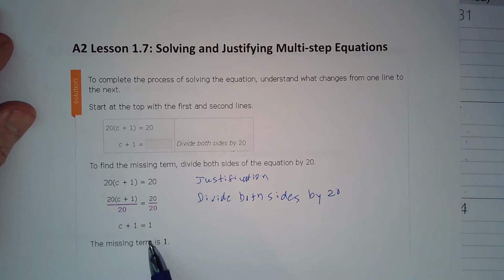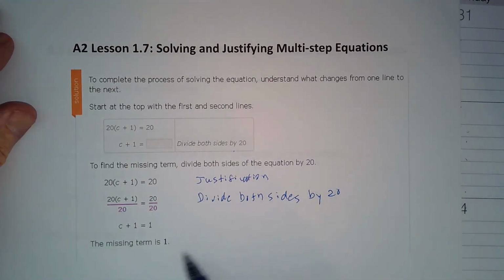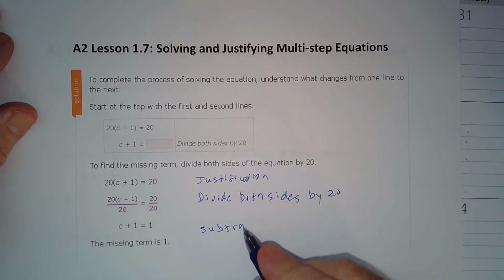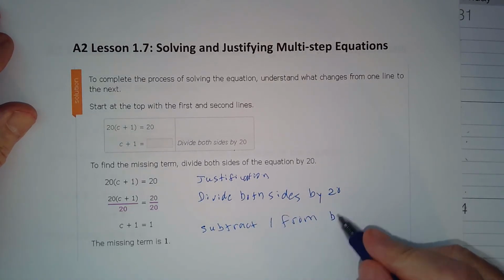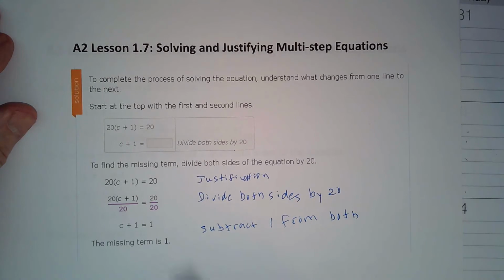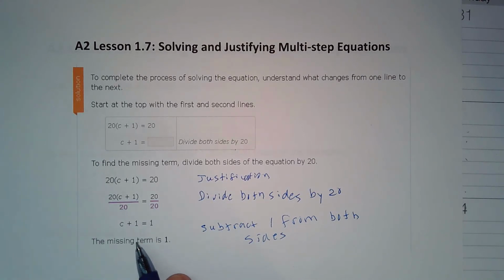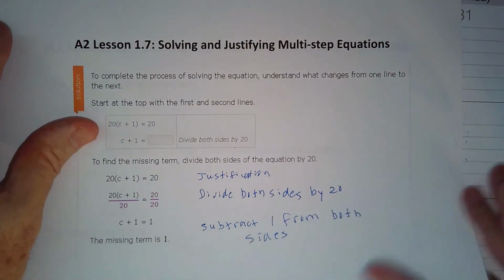That leaves us with c plus 1 equals 1. And the missing term is we're going to subtract 1 from both sides. Why? Because what happened here, once we got to c plus 1 equals 1, we then said c equals, well, the missing term would have to be 1.